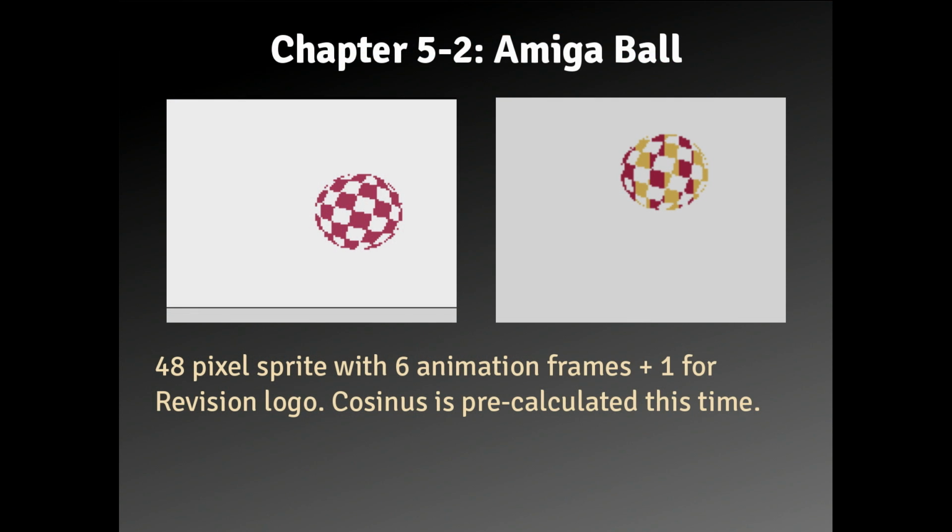I used Blender to generate the graphics data. I found a project that was going to display this stuff and calculated it down, because ROM is of the essence. It's moved down to 6 animation frames, and an additional one for a Revision logo that pops up irregularly. And the cosine for the bounce of the ball is also pre-calculated this time instead of using a sine table.